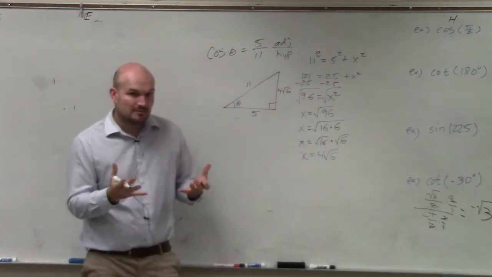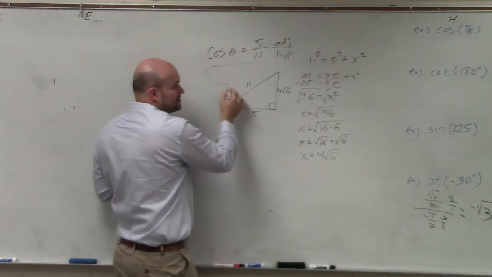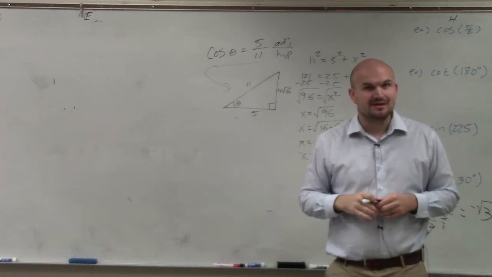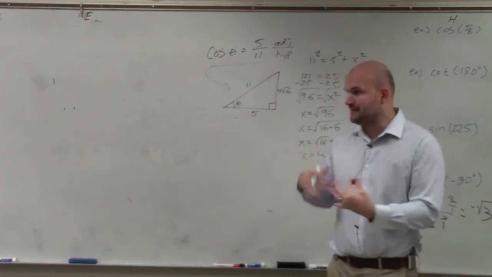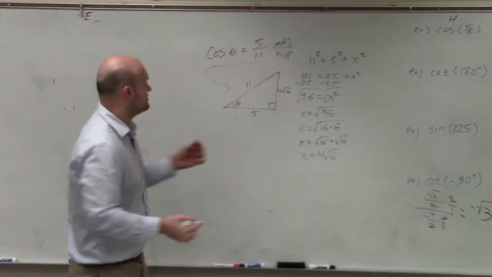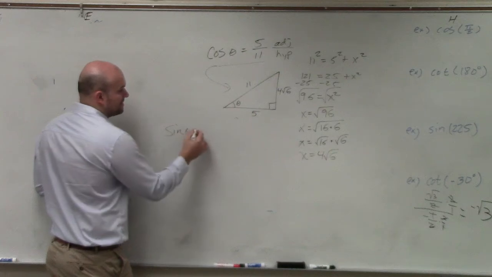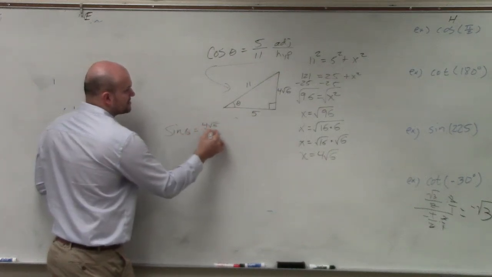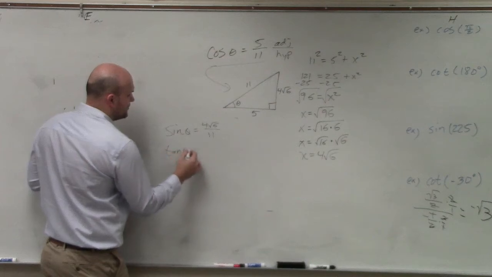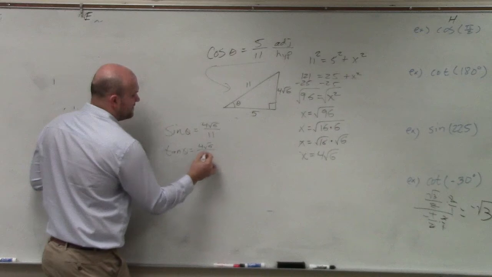So now, I was given my information. I applied it to a new situation with a triangle. Now I have all the side lengths of the triangle. Is it much easier for me to find sine, cosine, tangent, cotangent, cosecant, and secant? Wow. Yes, right? Sine of my theta is opposite over hypotenuse. So that's going to be 4 radical 6 over 11. Tangent of my angle theta is opposite over adjacent, 4 radical 6 over 5.